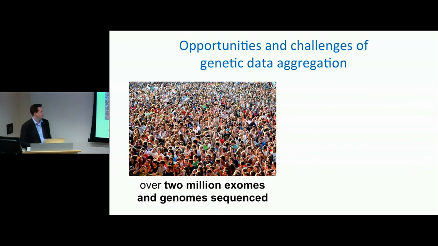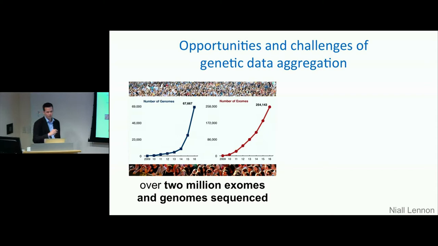And the rate at which these data increase is very substantial. Everyone in this room has seen many plots showing the drop in the costs of sequencing and the increase in the number of people who've been sequenced. This is probably one of the plots that you've seen. This is a plot just from the Broad Institute showing the growth in the number of whole genomes sequenced on the left-hand side in blue and the growth in the number of exomes sequenced on the right-hand side in red.